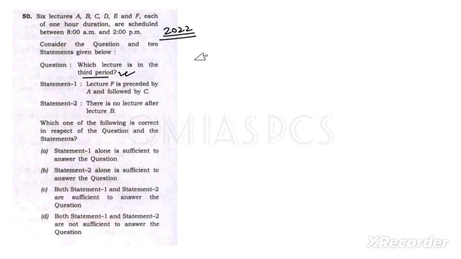So we have to represent like this one. This should be your ascending order. Okay, so first one is, lecture F is preceded by A, so we can say A is first. Right now I am representing just this one. Lecture F is preceded by A and followed by C. Okay, this is our first representation.